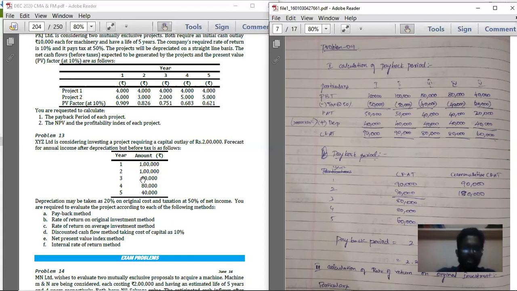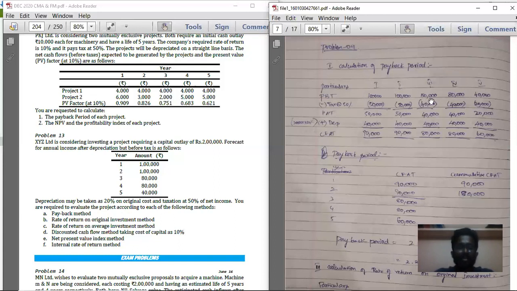Below that, see, from PBT, what you should reduce? You should reduce tax so that you can get PAT. So below that, less tax at the rate of 50%. Now calculate. For first year 1 lakh into 50%, how much is the tax? 50,000. So within bracket 50,000. Second year again 1 lakh into 50%, 50,000 within bracket.